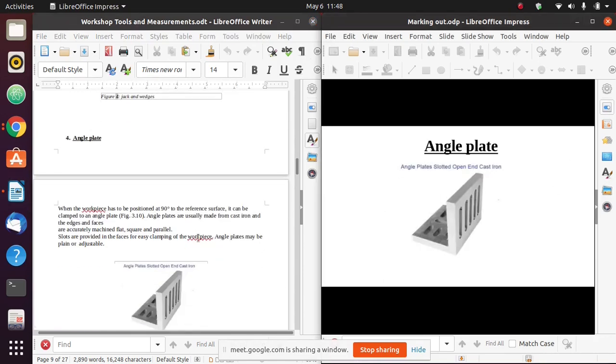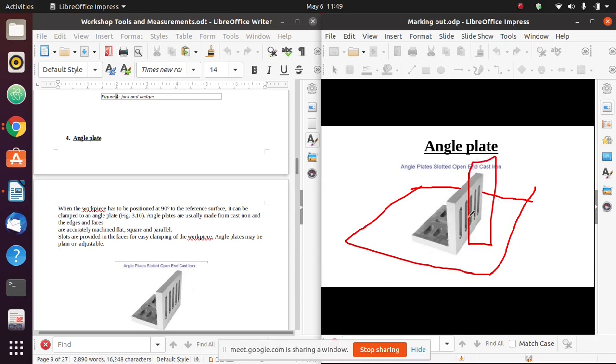Now we have another tool known as an angle plate. Now if I want to place my workpiece 90 degrees to the surface of the reference table. Let's say this is the reference surface table, and I want to make an inscription, I want to draw a line, but I want my workpiece to be 90 degrees to that table. What I use is an angle plate.